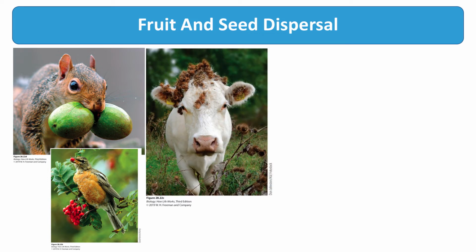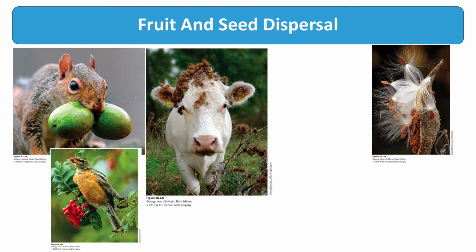Other seeds are not consumed at all, but rather have modifications to their outer covering that allow them to catch a ride on animals, such as the cockleburs on this cow. Humans also disperse seeds long distances, sometimes far outside their usual range.